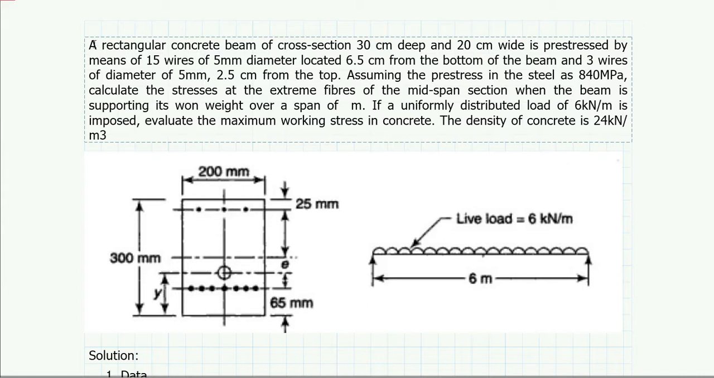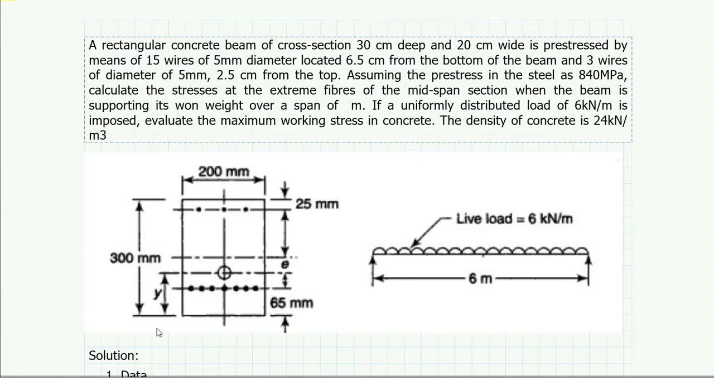The problem statement is: a rectangular concrete beam of cross section 30 cm deep and 20 cm wide is pre-stressed by means of 15 wires of 5 mm diameter located 6.5 cm from the bottom of the beam and 3 wires of diameter 5 mm 2.5 cm from the top.